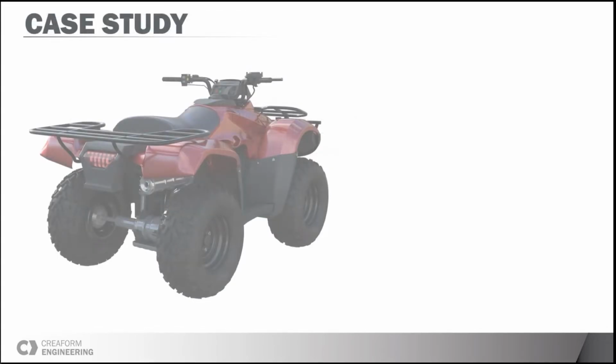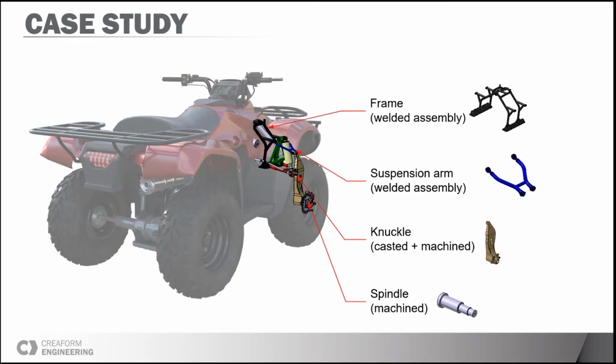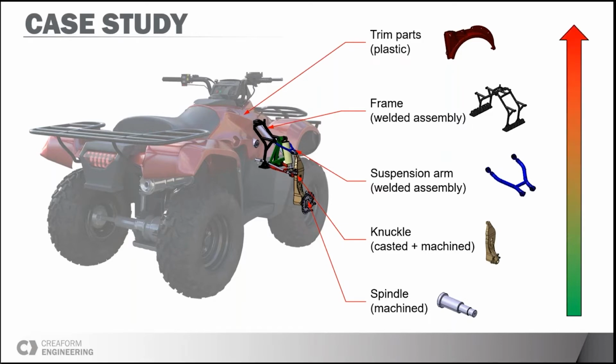So for the case study, we will use the same example as in our first webinar, the ATV suspension. So this is a very good example for this webinar because we have a good mix of different kinds of parts. We have machined parts, we have a casting, we have some weldment, and we have flexible plastic parts. So we will go through them one by one in the next slides, starting from the one at the bottom, and you will see that the complexity might go up as we evolve in the kind of part we are looking at.